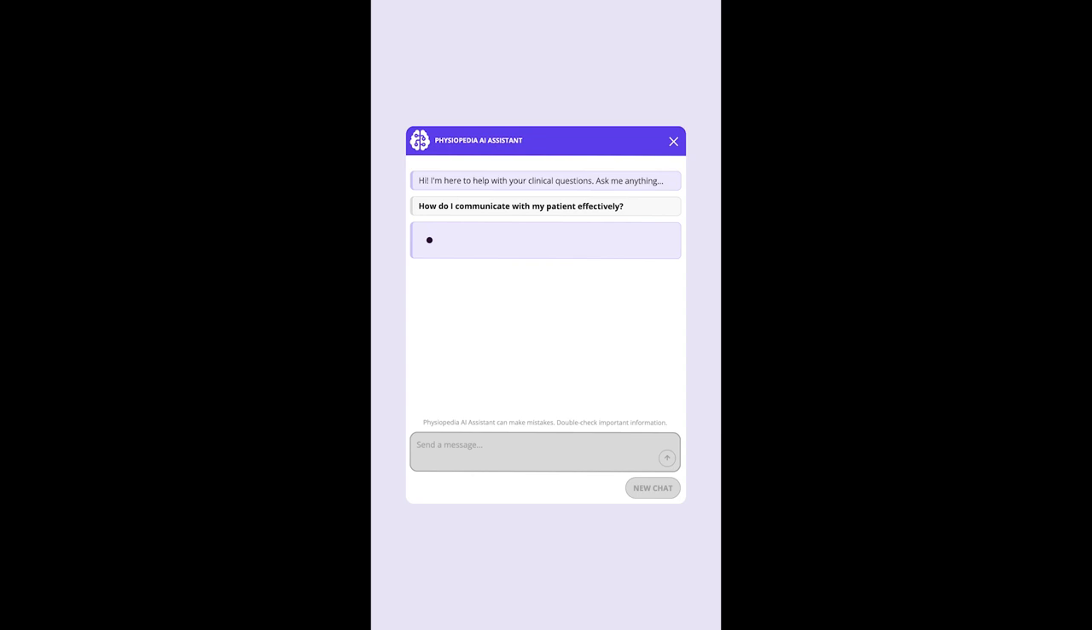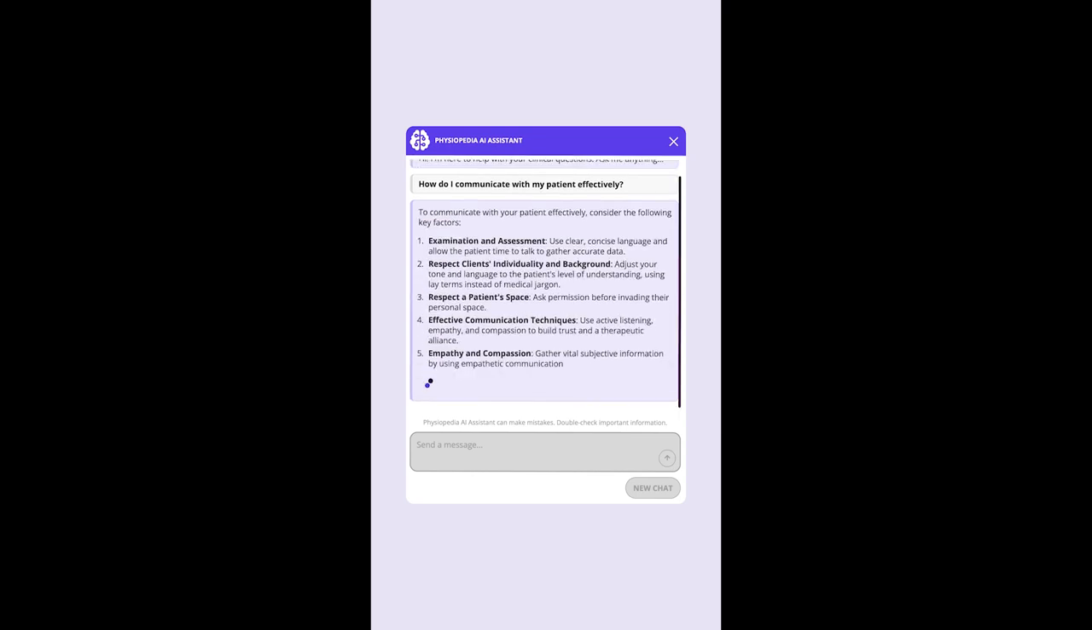The assistant gives us a list of key factors to consider when communicating with patients, including respecting a patient's personal space and using active listening.